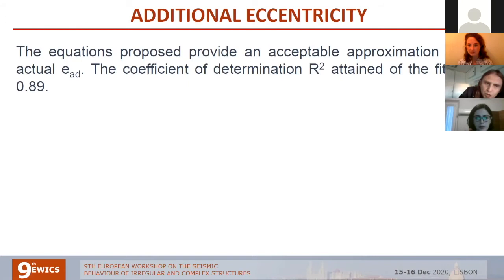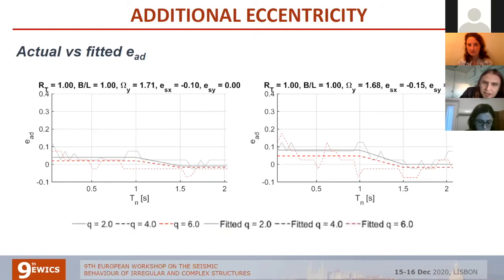And well, they provide an acceptable approximation of the actual value that we obtained from the iterative scheme, the AID, EID. And the coefficient of determination R squared was about 0.89. Here I show some of the results of the regression. It was quite difficult to give an appropriate match due to the irregular data, but I think that they provide an adequate approximation. Some details on their use are given in the paper.